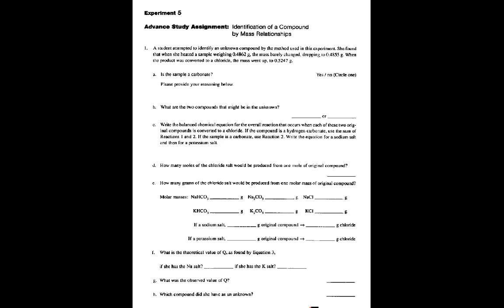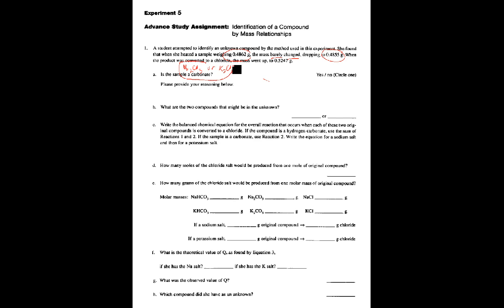So let's look at the ASA real quick. ASA says, is the sample a carbonate? After you read this information, you have to decide, was there a significant weight change between the original amount and it barely changing to 0.4855 grams. Okay, reason below you need to write in there. So is it a carbonate versus hydrogen carbonate? Okay, that's what it's asking. Carbonate or hydrogen carbonate. And so is it sodium carbonate or is it potassium carbonate?